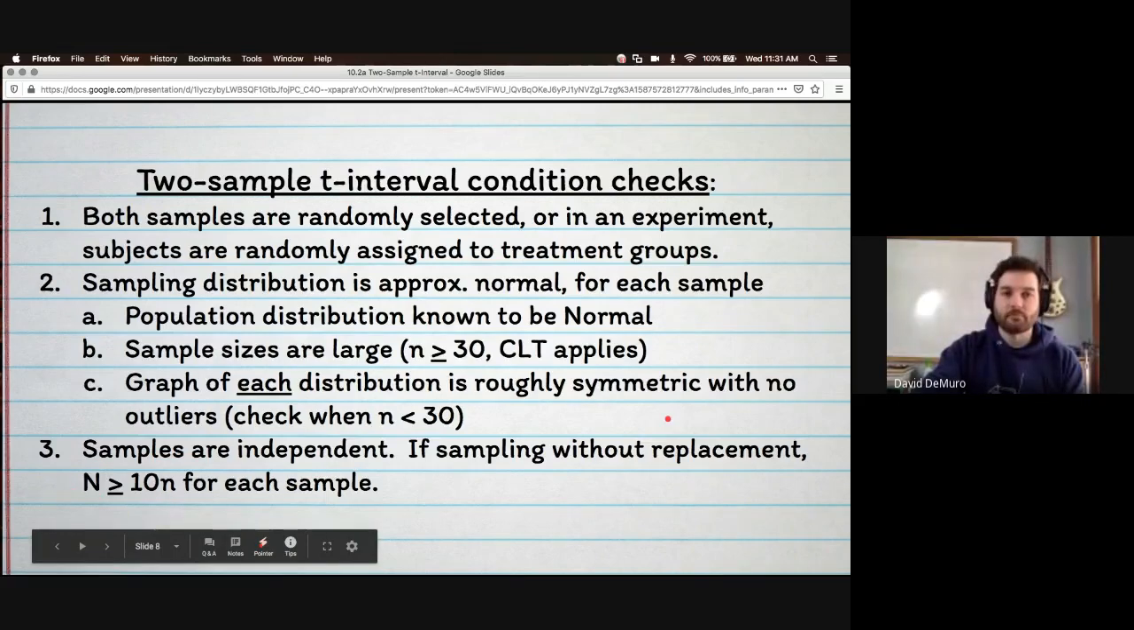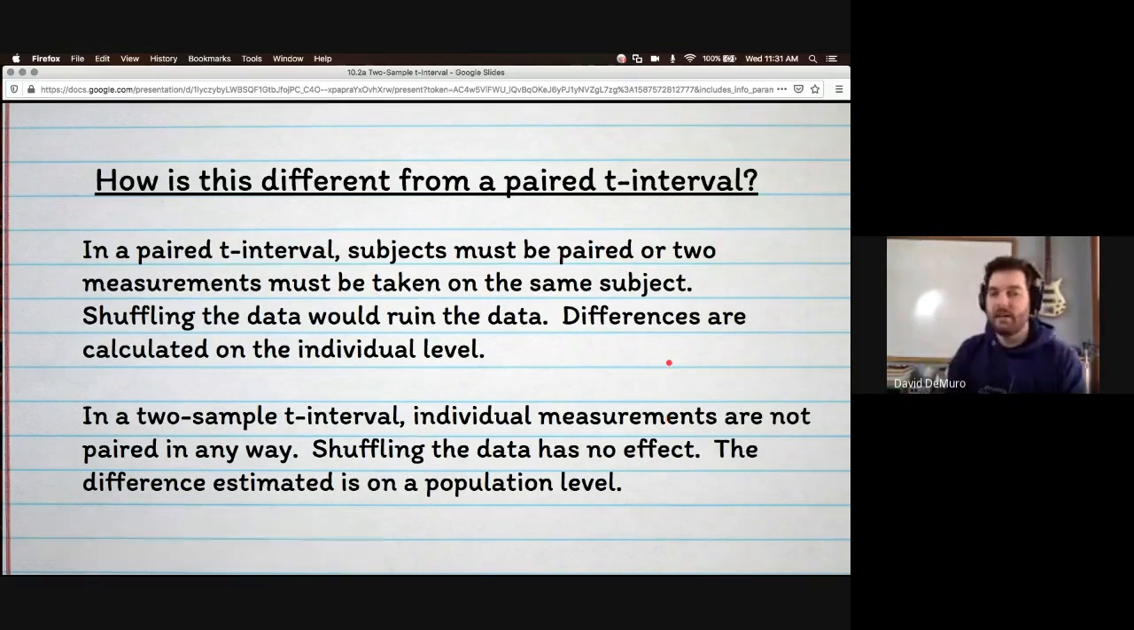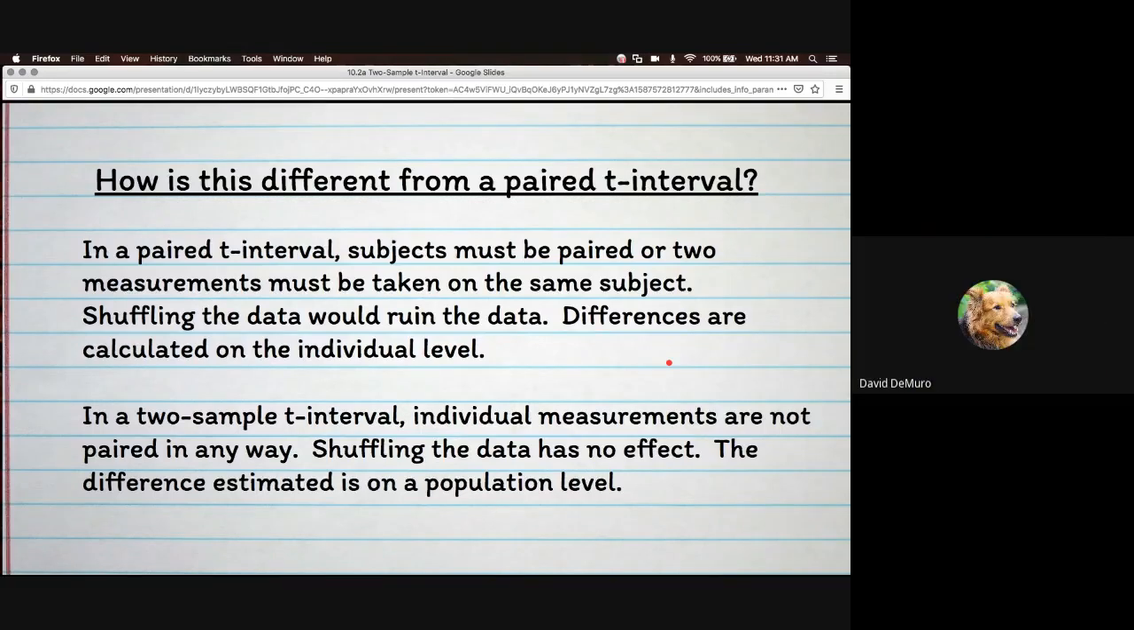Now, this might sound pretty similar to a paired t-interval, because that involved two sets of data, and we looked at the difference between the measurements. But what's different here is that in a paired t-interval, the subjects in the study have to be paired up, or we're taking two measurements on each subject. Think of it this way.